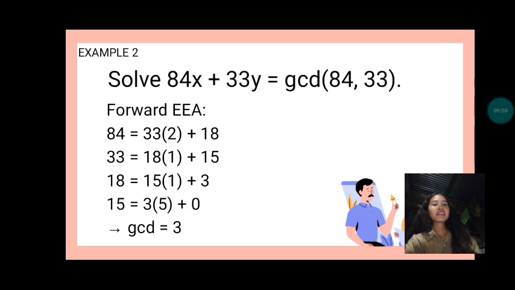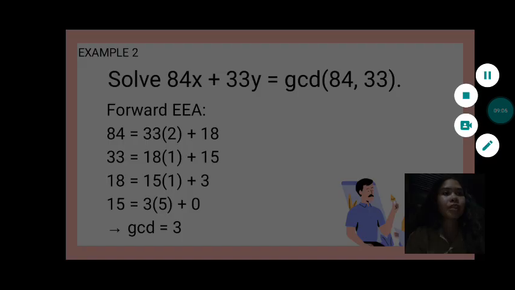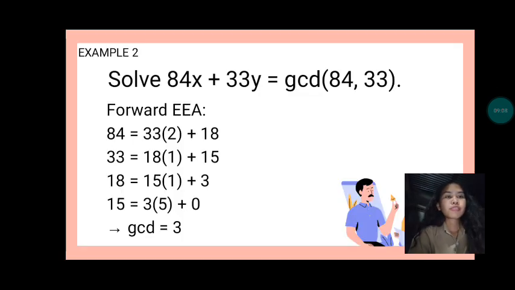84x plus 33y is equal to the GCD of 84 and 33. So for our next problem, we need to find x and y such that 84x plus 33y is equal to the GCD of 84 and 33. For our second example, we'll go a bit faster.